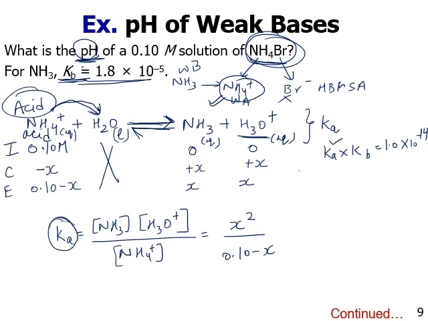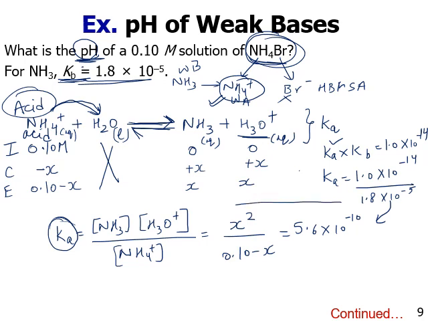I want Ka. Kb is given to me. So what is Ka? 1.0 times 10 raised to the power minus 14 divided by Kb, which is 1.8 times 10 raised to the power minus 5. So you solve for this, find your Ka, and your Ka comes out to 5.6 times 10 raised to the power minus 10. And that's what goes here.